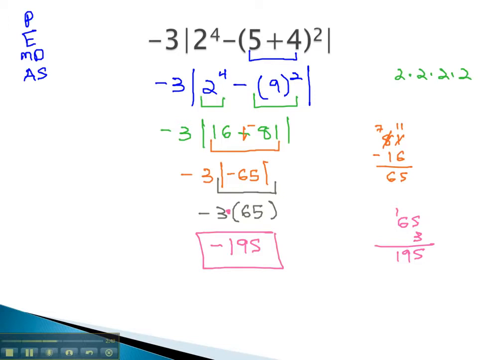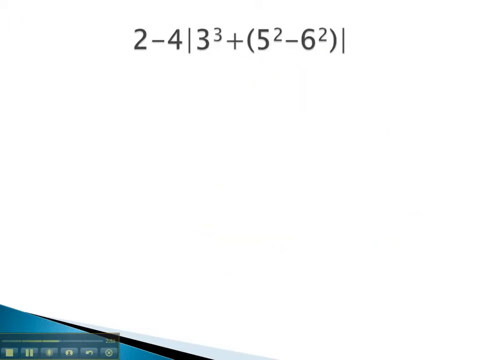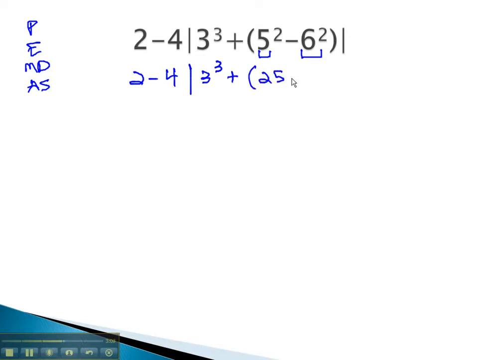Let's try one more example with an absolute value in it. Again, in this problem, following the same order of operations with PEMDAS, we'll start in the parentheses, and in the innermost parentheses, there are some exponents to take care of. This gives us 2 minus 4, absolute value of 3 cubed plus 5 squared is 25, minus 6 squared, or 6 times 6 is 36.